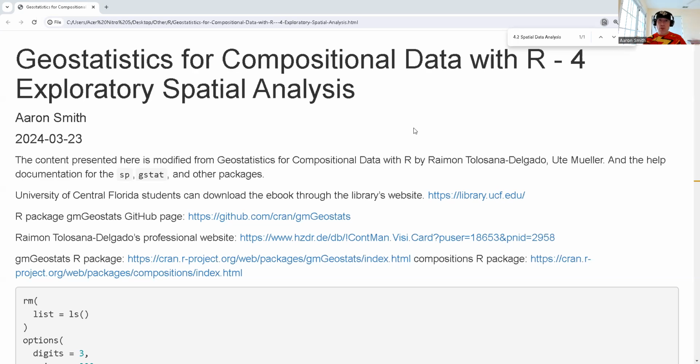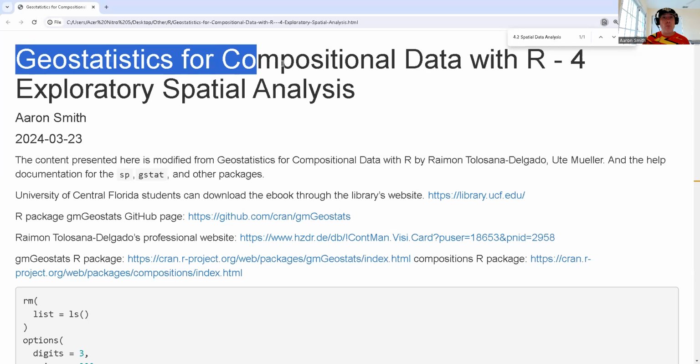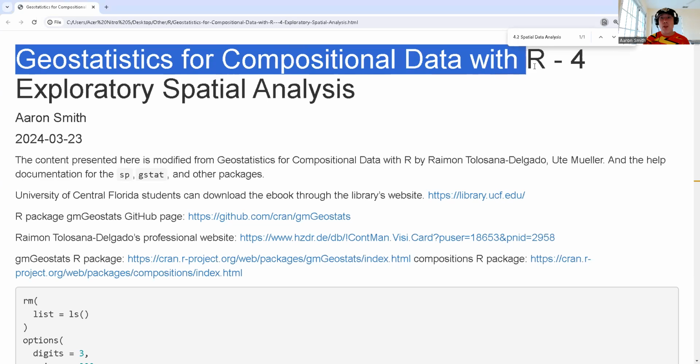Now, in this video series, we're talking about geostatistics for composition data. And so now I'm going to ignore the composition aspect and focus only on the spatial aspect for this video. Everything we're going to talk about is modified from Geostatistics for Compositional Data with R, chapter 4.